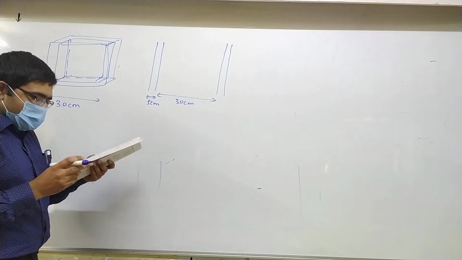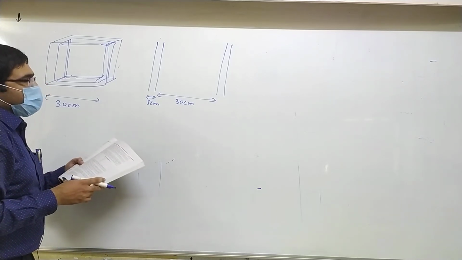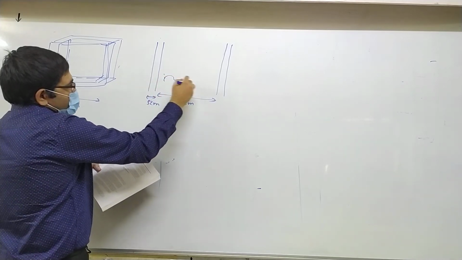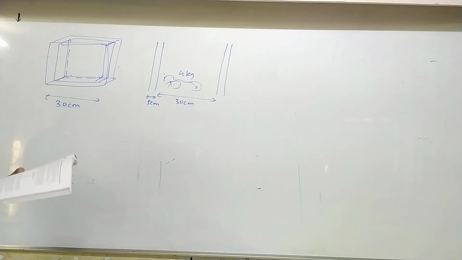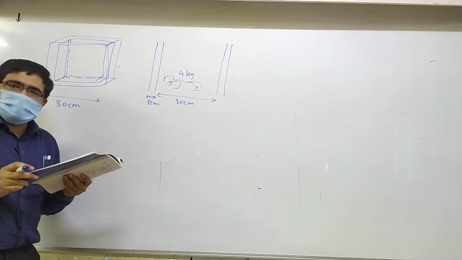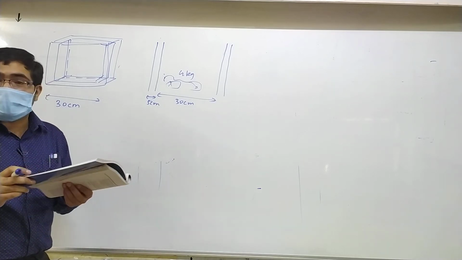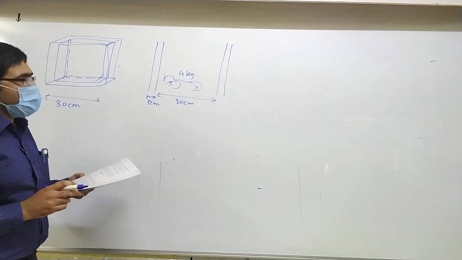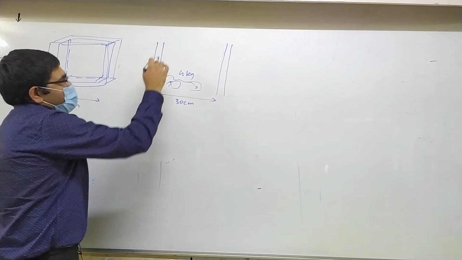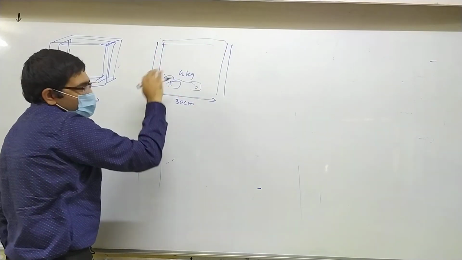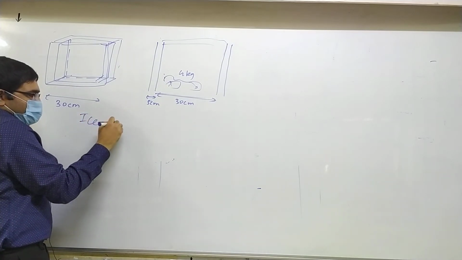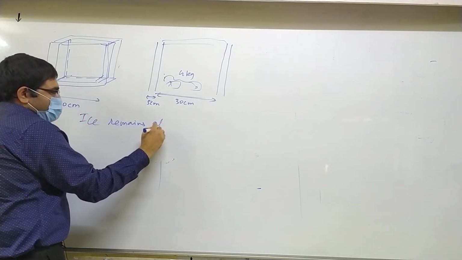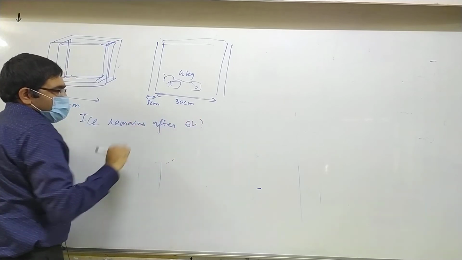Now the question is, if 4 kg of ice is put inside this, so let's say here we put ice, the mass of ice is 4 kg. Estimate the amount of ice remaining after 6 hours. So you have to find out that if you put ice in it and close it from every side, then how much ice remains after 6 hours.